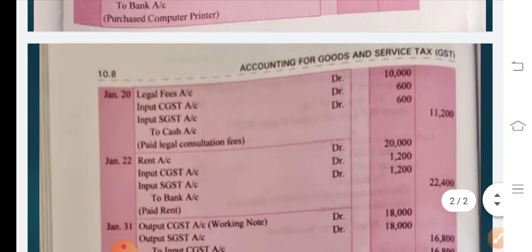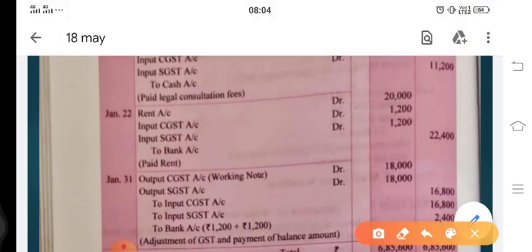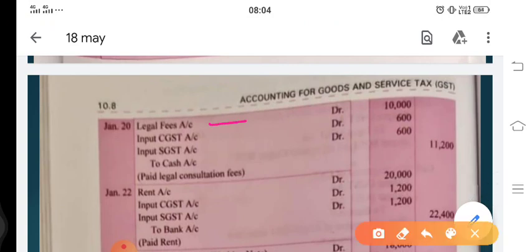The next point that we have is legal consultation fee of rupees 10,000. Here we have paid legal charges. Every organization does have some legal matters, and to solve them we have to appoint a legal person to whom we have to pay legal charges for the consultation fee. So we have paid a legal fee, which is an expenditure, and hence it has to be debited. So legal fee got debited with the amount of rupees 10,000.